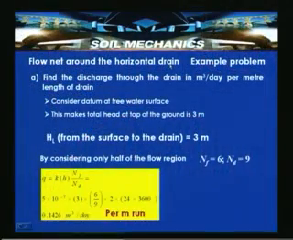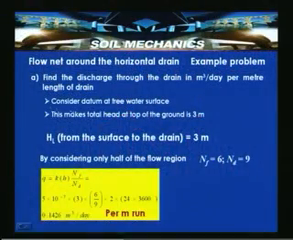So flow net around the horizontal drain, that is the example under consideration for us. Find the discharge to the drain in meter cube per day per meter length of the drain. So per meter length of the drain, suppose if the drain is of 100 meters, then we can calculate by using this concept.